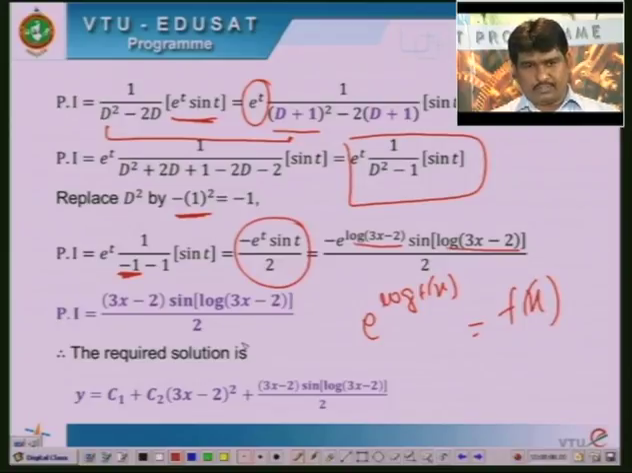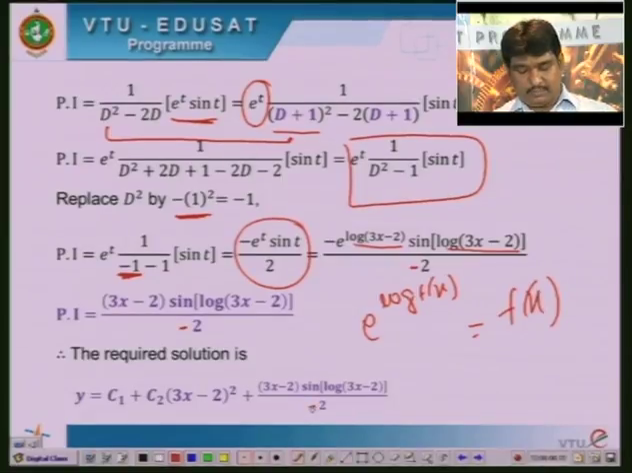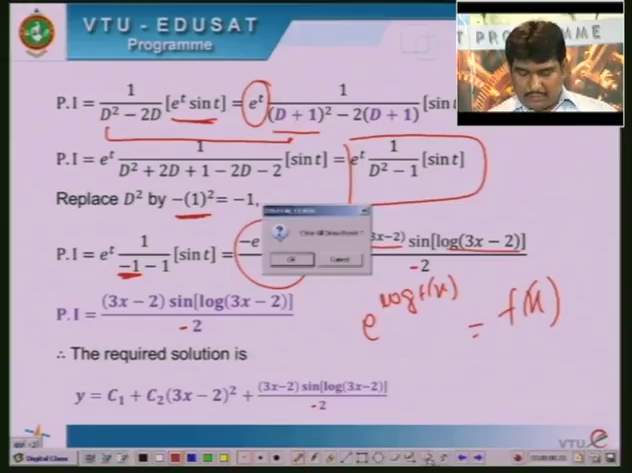Okay, so it is minus 2 here. Minus (3x minus 2) into sine of log of (3x minus 2) divided by 2. So the answer is y equals CF plus PI, with a negative sign in the denominator. Done.